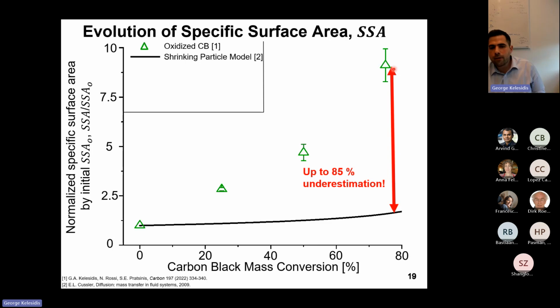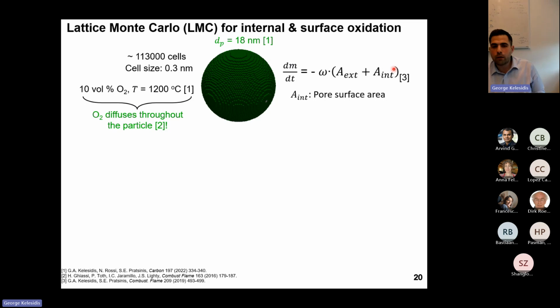So in order to assist the design of these porous carbon black grates, we actually developed a lattice Monte Carlo model to describe the evolution of the carbon black porosity during internal and surface oxidation. So we discretize this carbon black nanoparticle into a cubic lattice that has a cell size of 0.3 nanometers, and it contains in total more than 110,000 cells. And we elucidate the oxidation of this carbon black nanoparticle at the oxygen and temperature conditions that I showed you before. So at these conditions, oxygen diffuses throughout the carbon black nanoparticle.